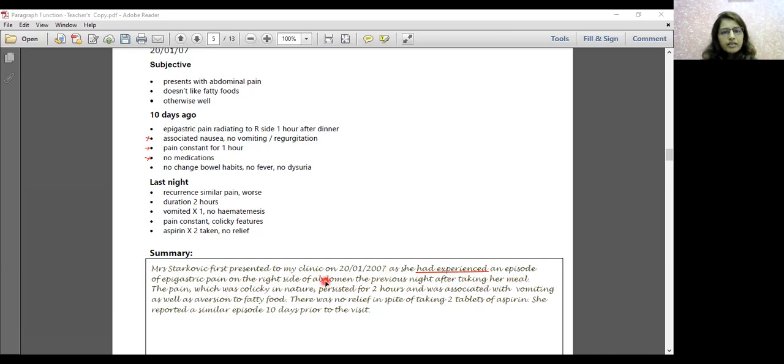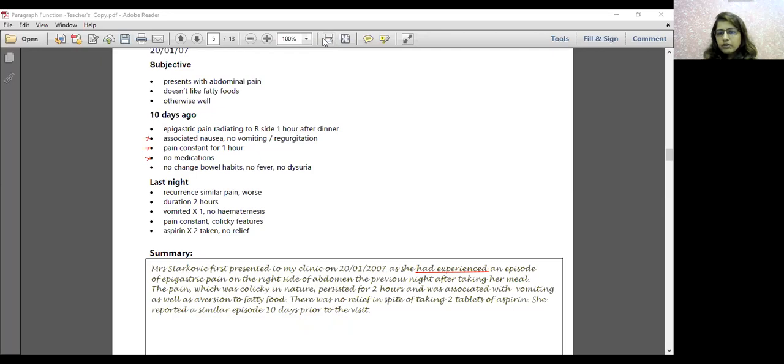So here, what type of pain it was, whether it was constant or episodic pain, whether it was triggered by certain things. So here, after meal, it was, and then you express how it persisted for 2 hours and was associated with vomiting as well as aversion to fatty food. There was no relief in spite of taking 2 tablets of aspirin, and she reported a similar episode 10 days prior to the visit. The visit on 21 2007, 10 days prior to the visit. So timelines should be clearly written while transforming case notes. Your sentences should be complete. There should not be any note form.